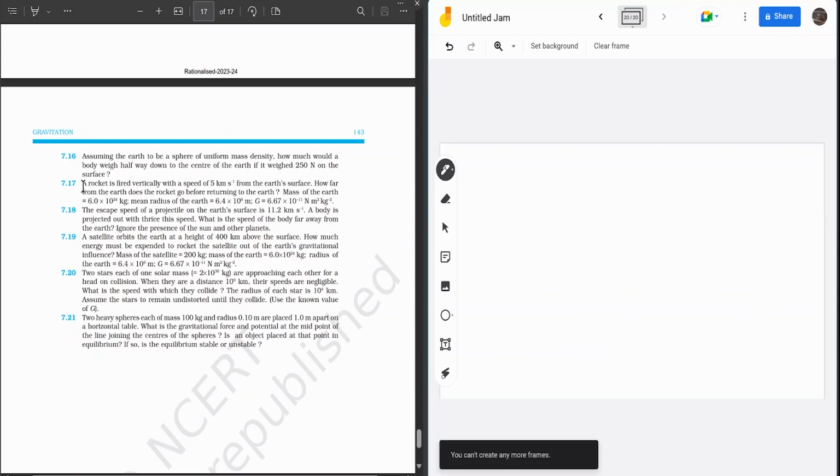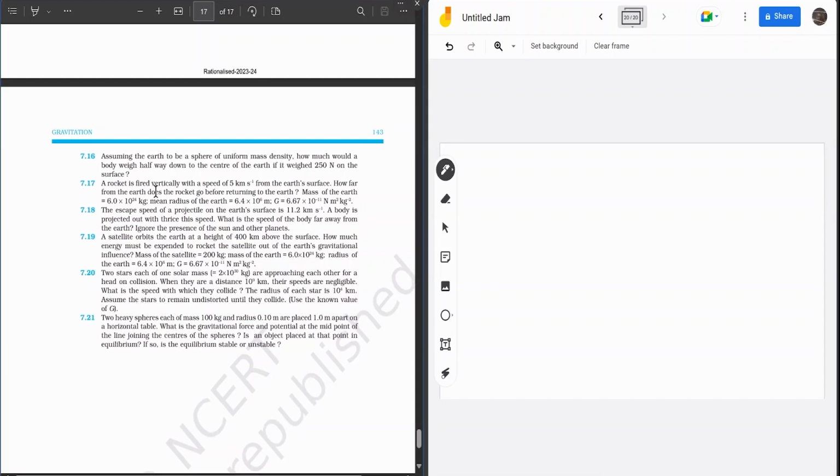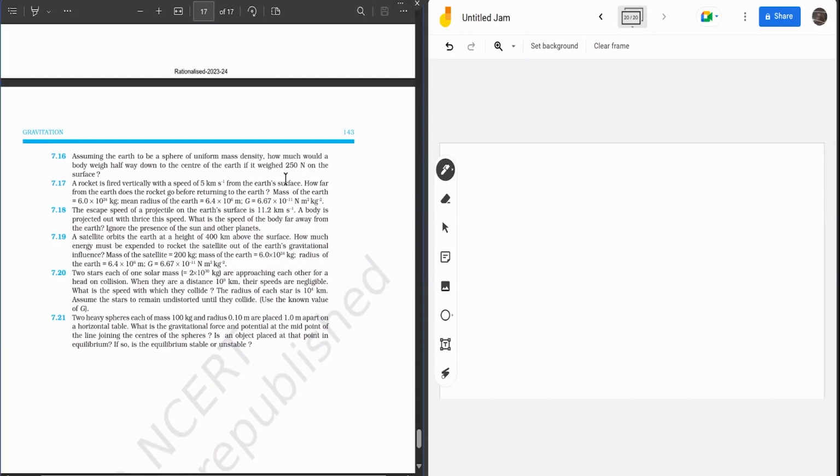Next, a rocket is fired vertically with a speed of 5 kilometers per second from the Earth's surface. How far from the Earth does the rocket go before returning to the Earth? Mass of Earth is 6 into 10 to the power of 24 kilograms, mean radius of the Earth is 6.4 into 10 to the power of 6 meters, and big G is 6.67 into 10 to the power of minus 11 newton meter squared per kilogram squared.